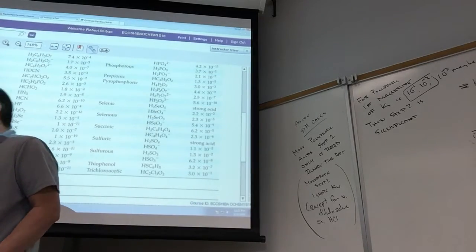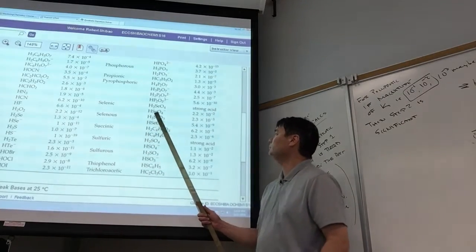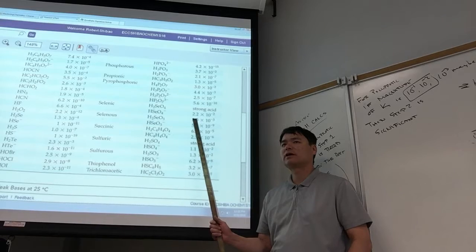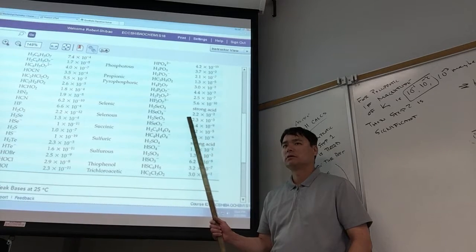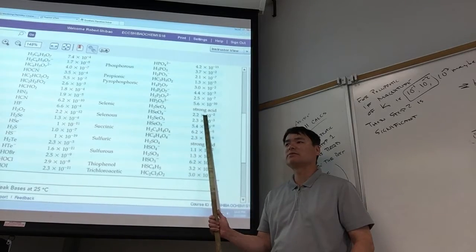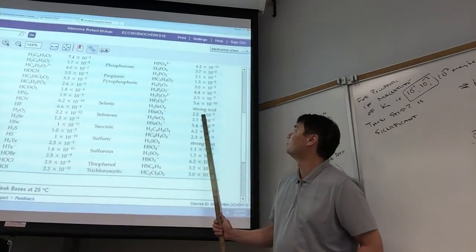For selenic acid, would you ignore step 2 for pH calculation or factor in step 2? You've got to factor it in. I mean, selenic acid is 10 to the minus 2 for step 2. You've got to. That's going to be a significant contributor.